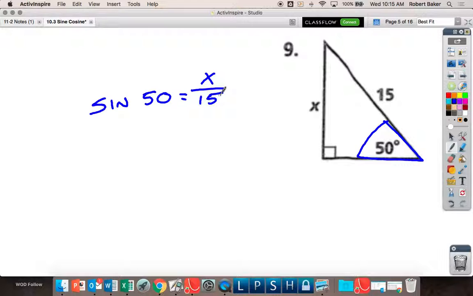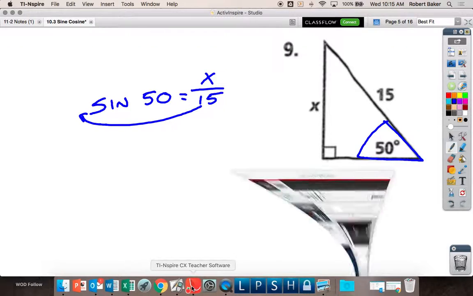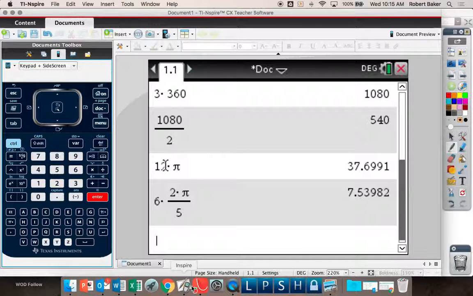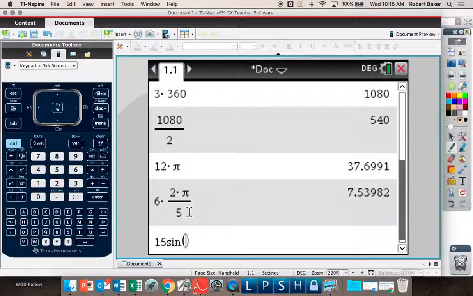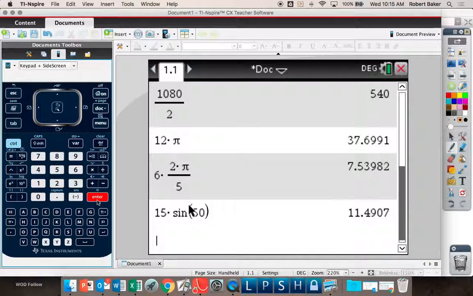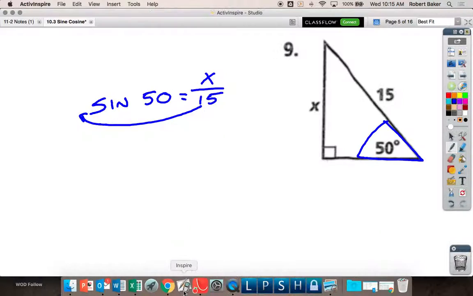15 gets a fast pass to the front. It all follows the same rules. Yeah, it's the same thing. 15 sine 50 is 11.491. They all follow the same rules. It's just a different function.